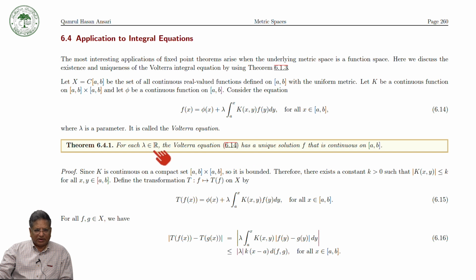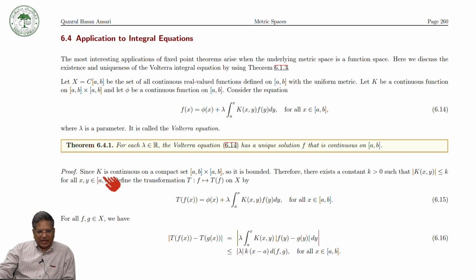So for any lambda in R, the Volterra equation has a unique solution f that is continuous on the closed interval [a,b]. For this again we will have to prove that the solution is nothing but a fixed point of some mapping. So first we will have to define a mapping.